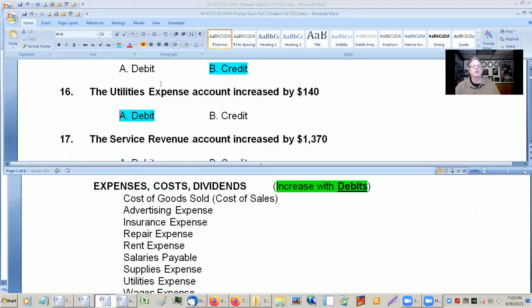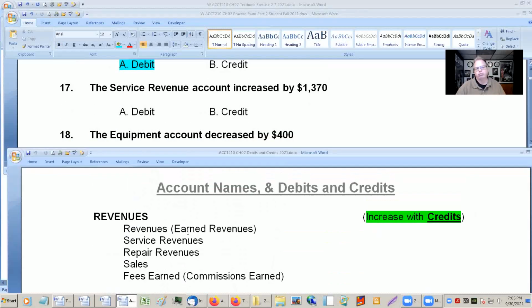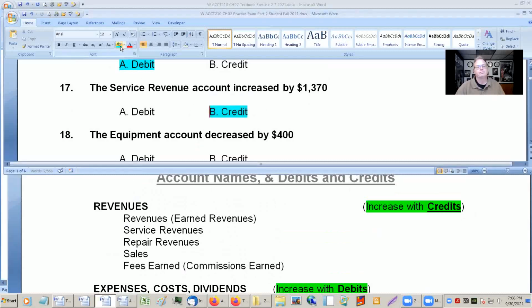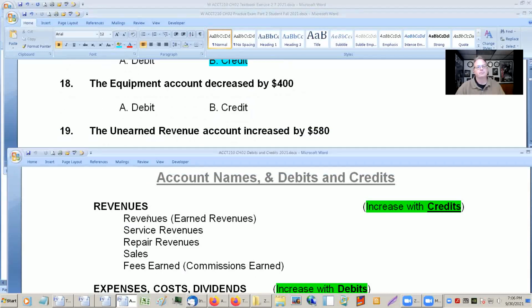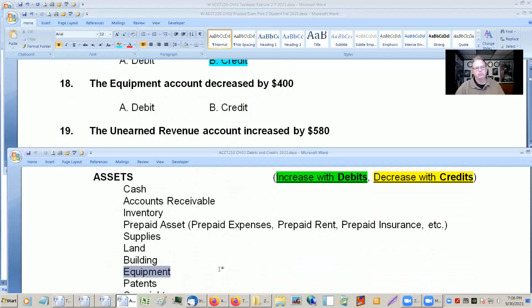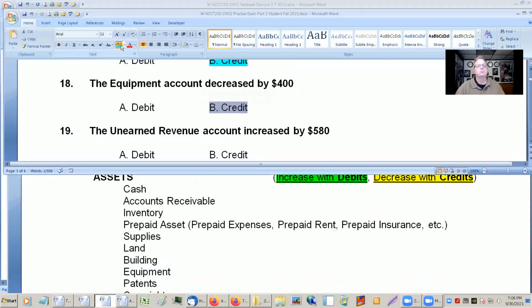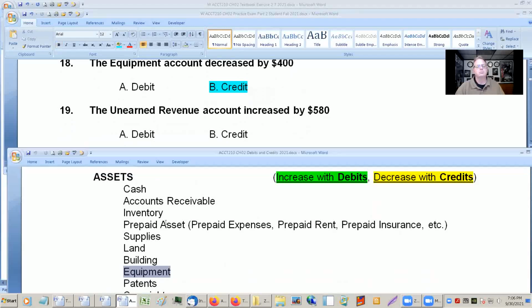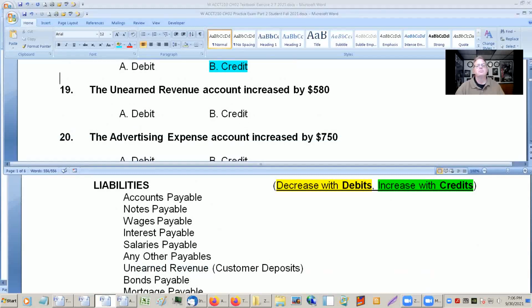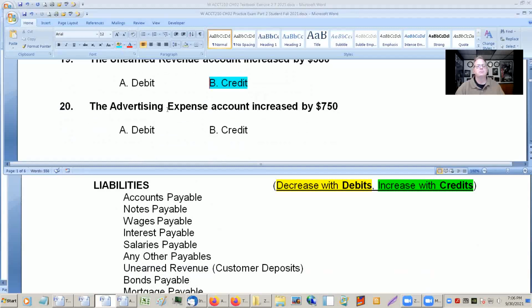Again, it is possible to have an error or a refund. Revenues are always credit. Revenue is credit. Equipment decreased by credit. It went down, so it'll be increased by credit. Advertising expense increased, so debit. The last one is debit. It's an expense, so it's always debit.